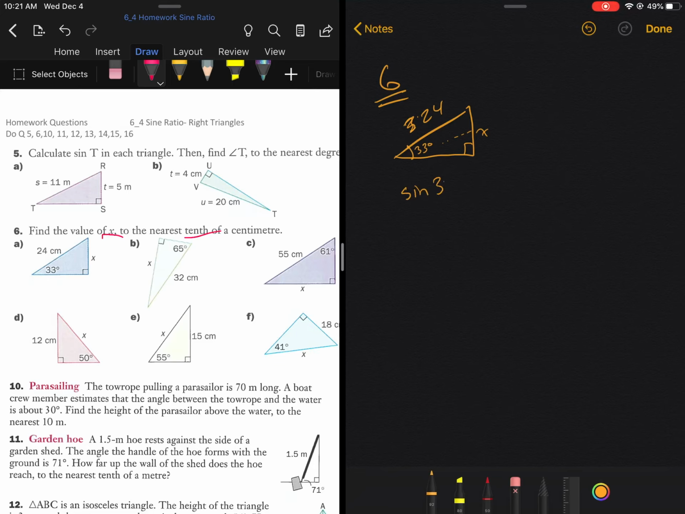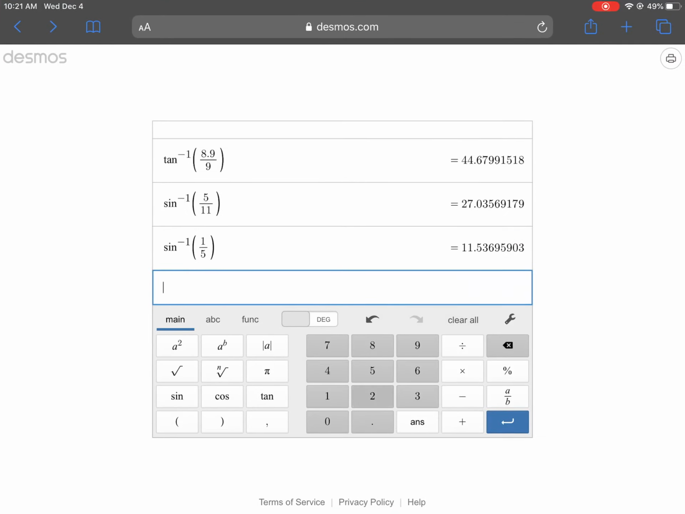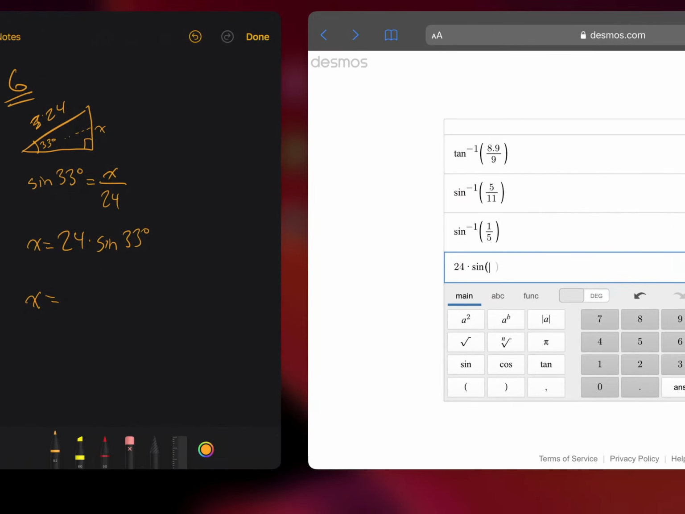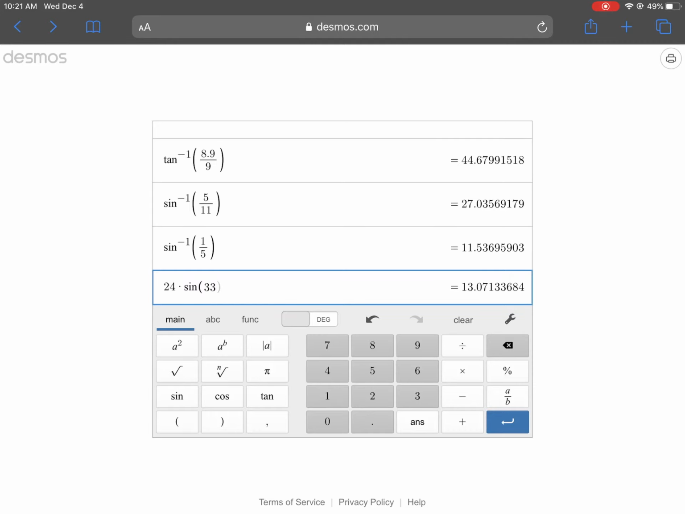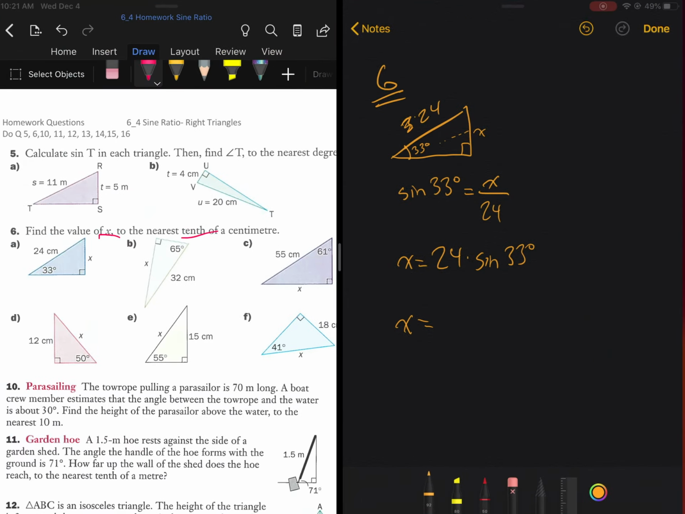I'd say sine of 33 degrees equals opposite over hypotenuse, which is 24. So x equals 24 times sine of 33 degrees. Solve it and plug it in: 24 times sine of 33. The answer is 13.07.